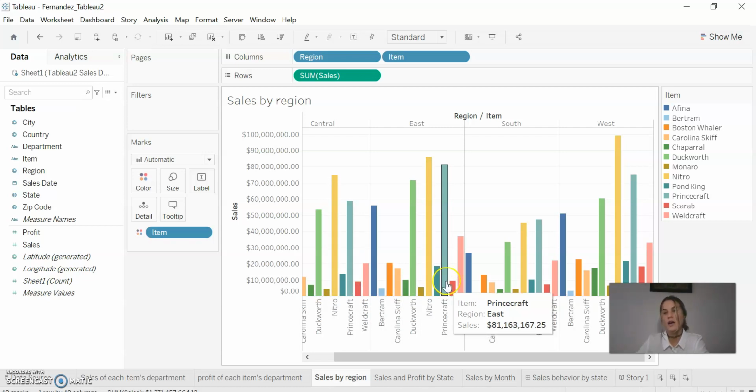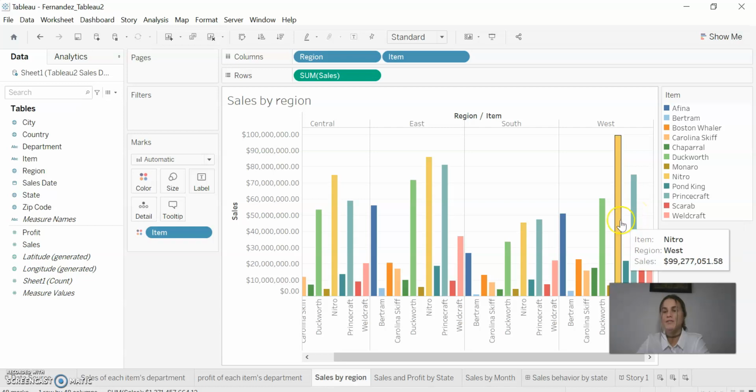So over here, generally, the West has better performance in sales. You can see that most of the bars are higher, at least this Nitro bar. So I guess that the item Nitro sells very, very well in the West, as well as in the other different regions, except the South, which is more like the Princecraft, so you can have a better idea what the items are that sell the most in the different regions.